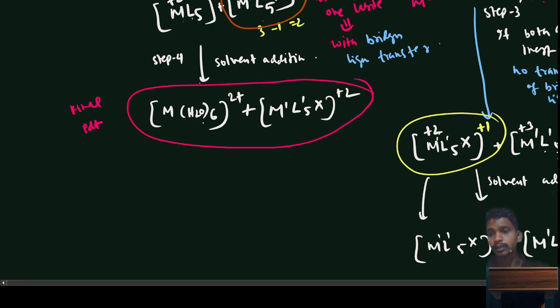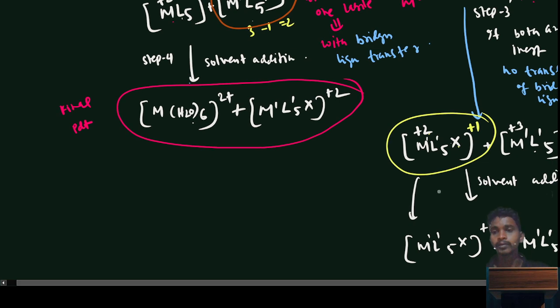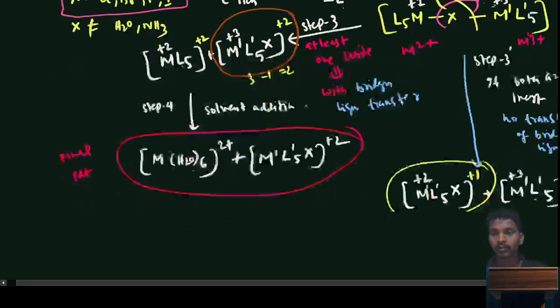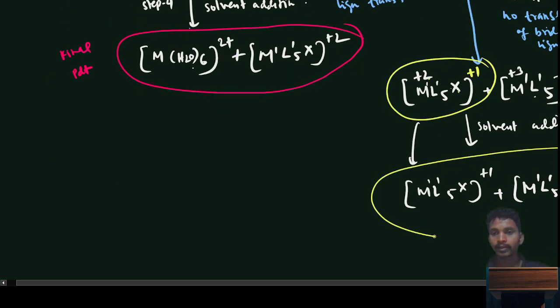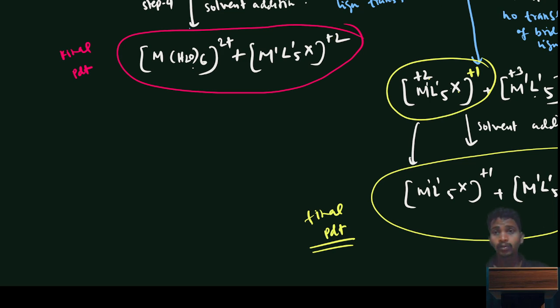Okay, so this is +3 charge. This is the final product for if it is happening without ligand transfer. Note that the same L5 will be there, only one water is added, because this is an octahedral complex.